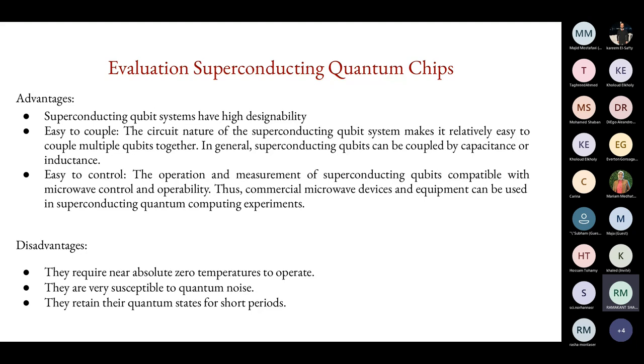Something else is that the coherence time in quantum chips is still very low, so they retain their quantum states for short periods. But the good thing here is that it's manageable and it's improving over time. At least we can say that the coherence time is improving quite remarkably.